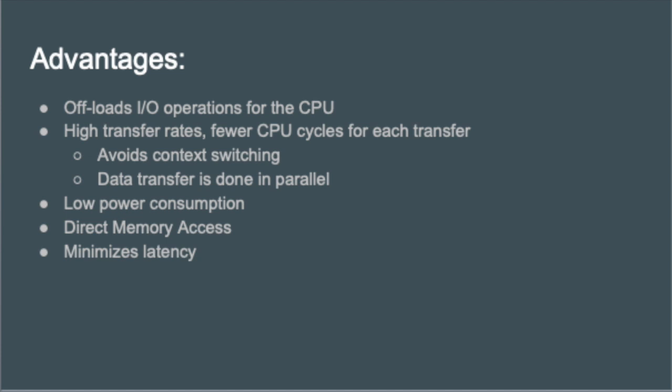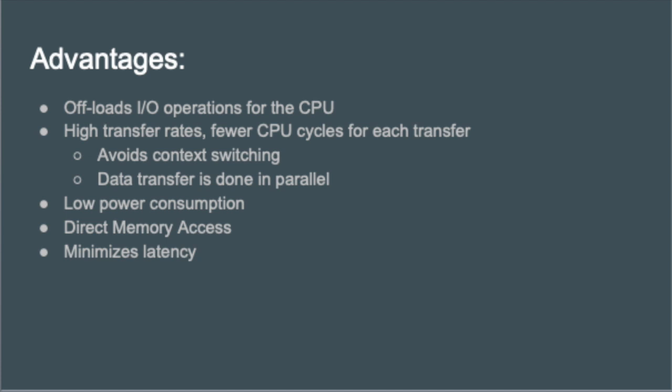There are a number of advantages with using DMA. First, it offloads the input-output operations for the CPU. This means that the processor does not have to execute instructions in order to transfer data and is, therefore, not used for handling data transfer. This frees up the CPU for other processing activities.